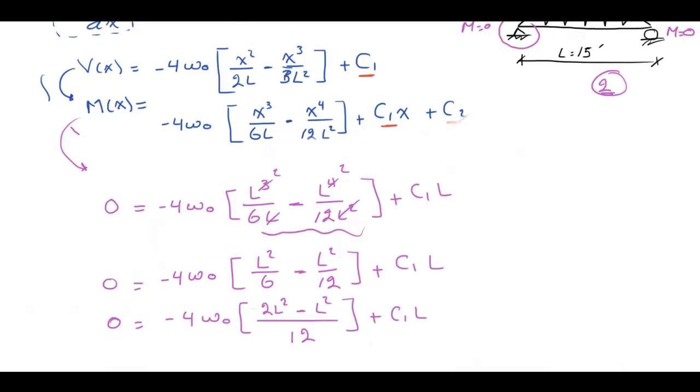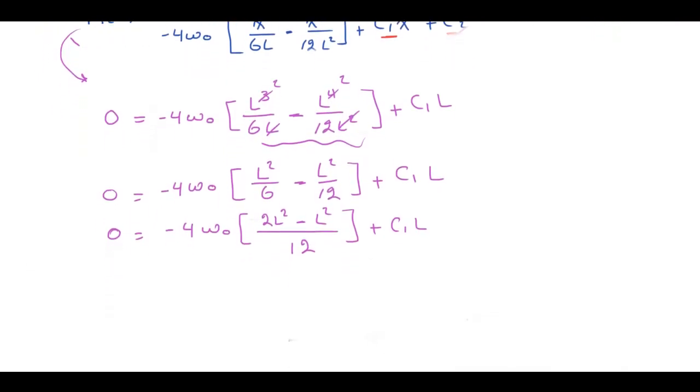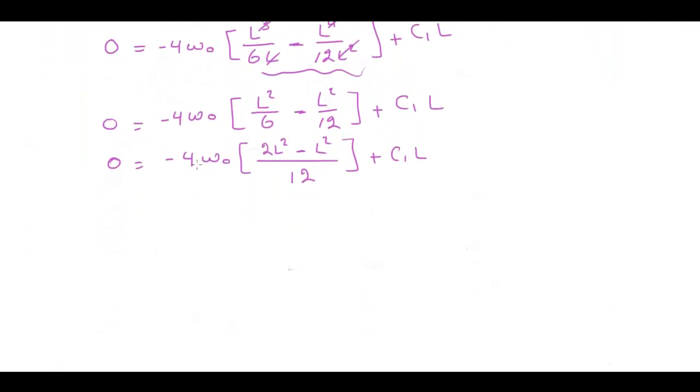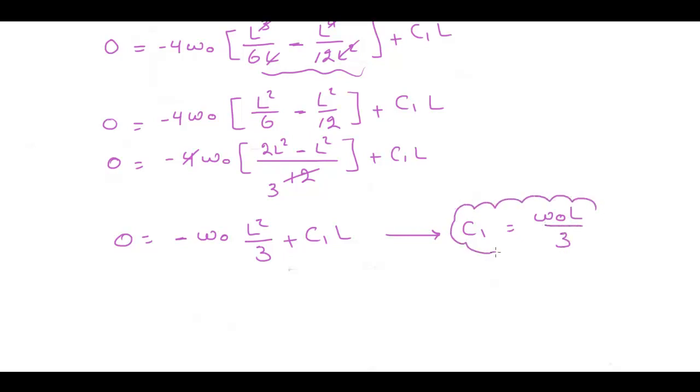Let's keep on going down. Now I see that this 12 goes with this, and we have a 3 here, and minus W naught, 2L squared minus L squared is L squared over 3, plus C1L, and that's equal to 0. And if I solve for C1, I will have C1 equals W naught L over 3. That's my C1.